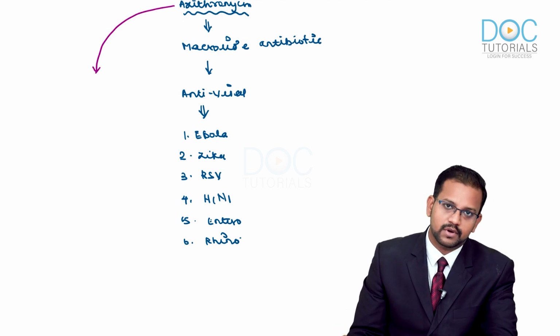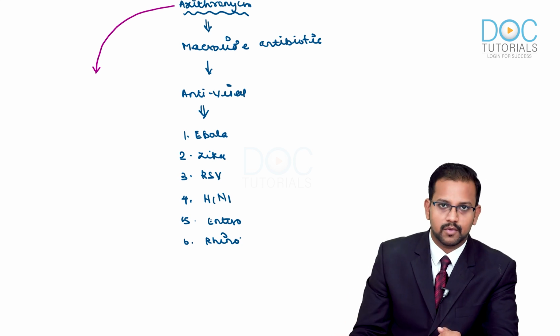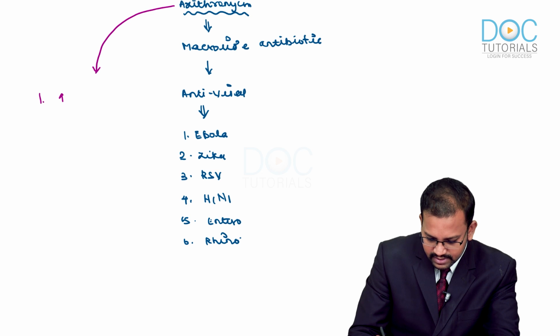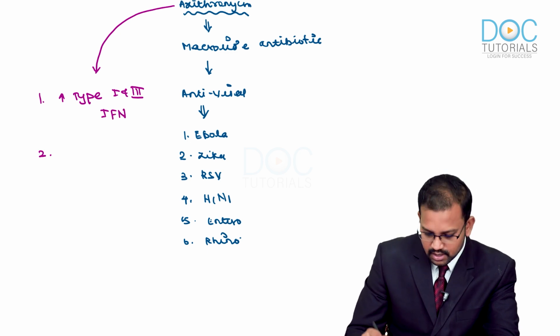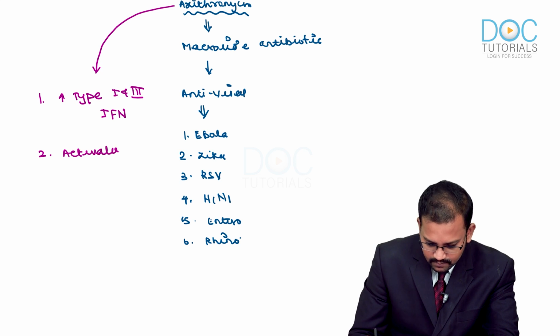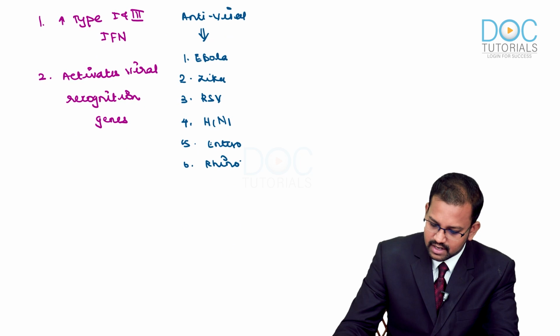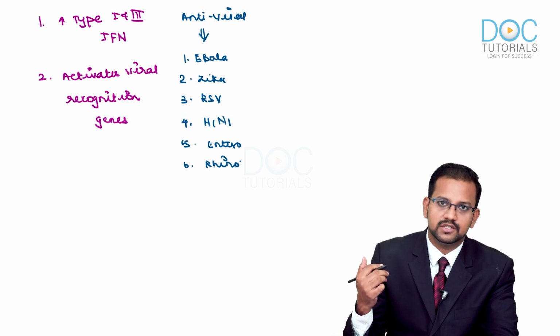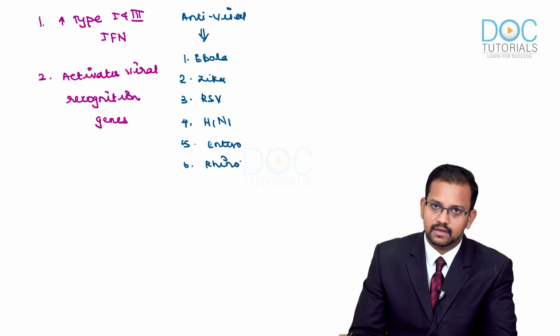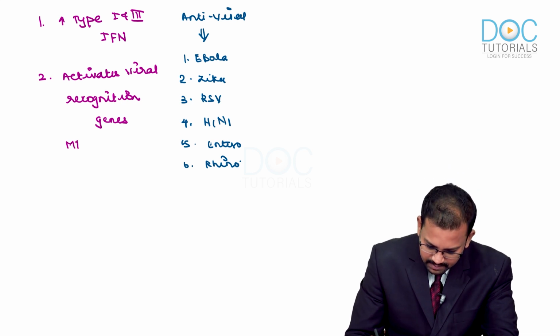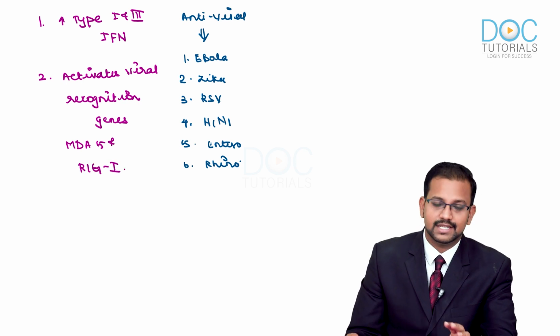Not only the antiviral properties, it also has additional immune modulatory properties. What are they? It tends to increase type 1 and 3 interferons. It also activates viral recognition genes. By activating those, it promotes the body's fight against the viruses. What are the viral recognition genes? They might be MDA5 and RIG1. These are the primary mechanisms.